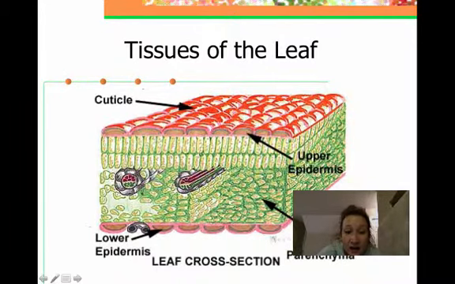And you also have vascular bundles. Vascular bundles will be your xylem and phloem. Your xylem flows up, carrying water and minerals up the plant. The phloem flows down, carrying food made during photosynthesis to other parts of the plant.